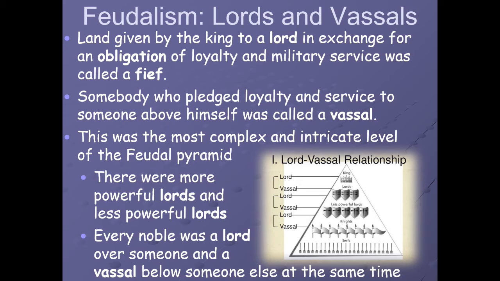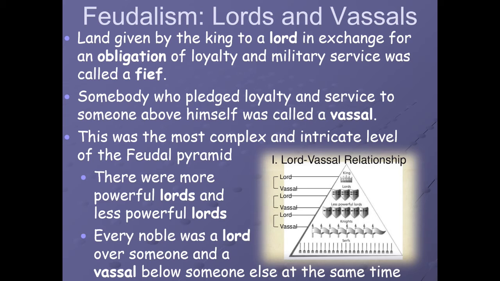Feudalism, lords and vassals, the next step down. Land given by the king to a lord in exchange for an obligation of loyalty and military service was called a fief. And somebody who pledged loyalty and service to someone above him was called a vassal. He was a vassal to this other person. And this was the most complex and intricate level of the feudal pyramid, this lord-vassal part right there, second from the top, just below the king.